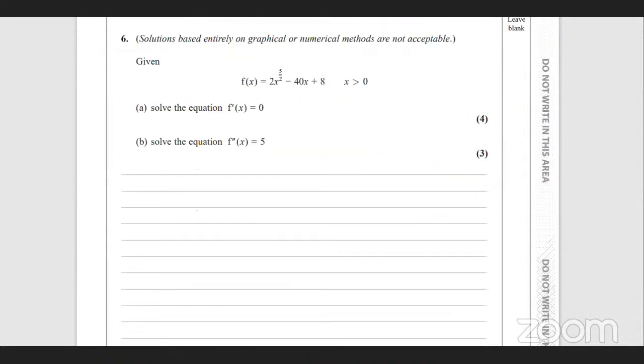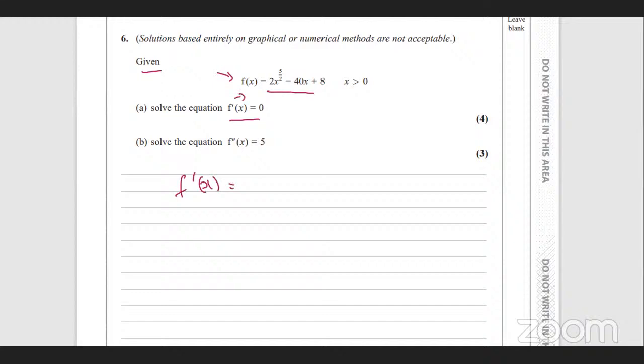Right. Now here we have been given f of x equals this, it is a function. Solve the equation this. Okay. Now what is the equation? f dash of x equals 0. First thing is, what is f dash of x? So f dash of x is basically the derivative of this function.